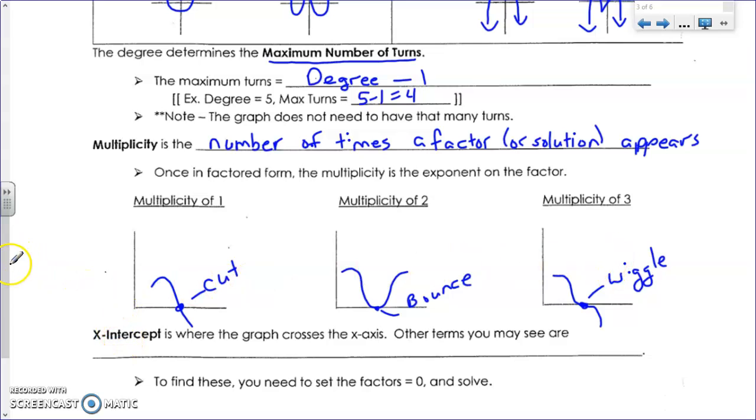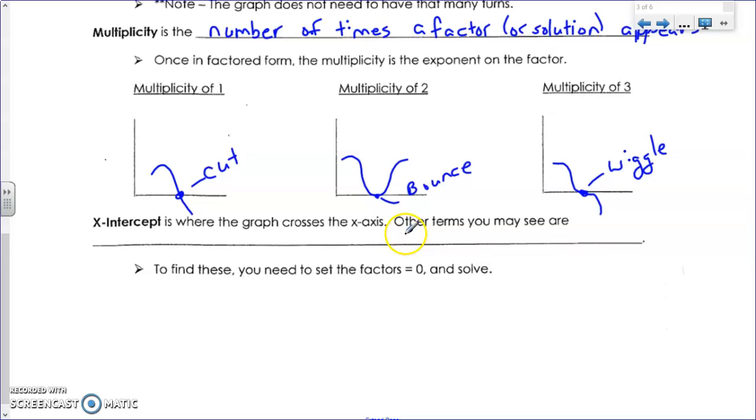Okay. So we know that an x-intercept is where the graph crosses the x-axis. Other terms are solutions. We've said this many times. Roots and zeros. To find these, you need to set the factors equal to 0 and solve. Okay, any questions there? Everybody good? Let's go to the next page.